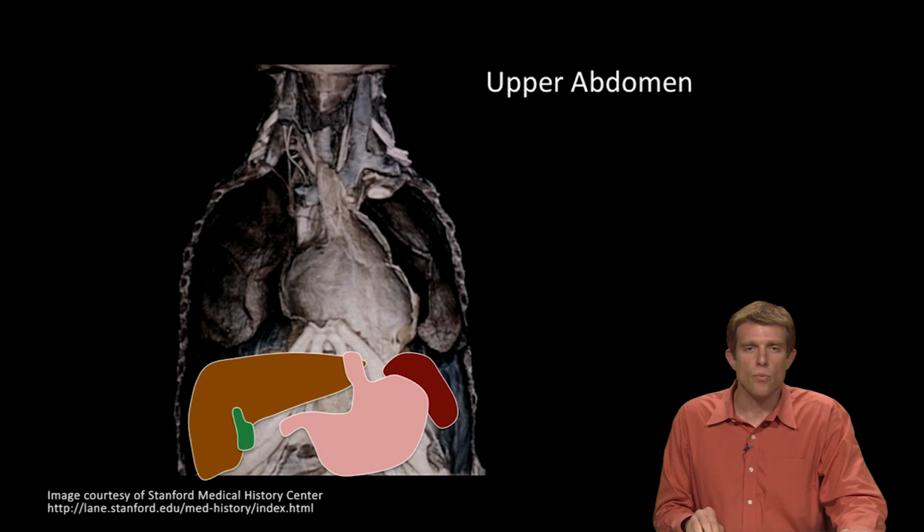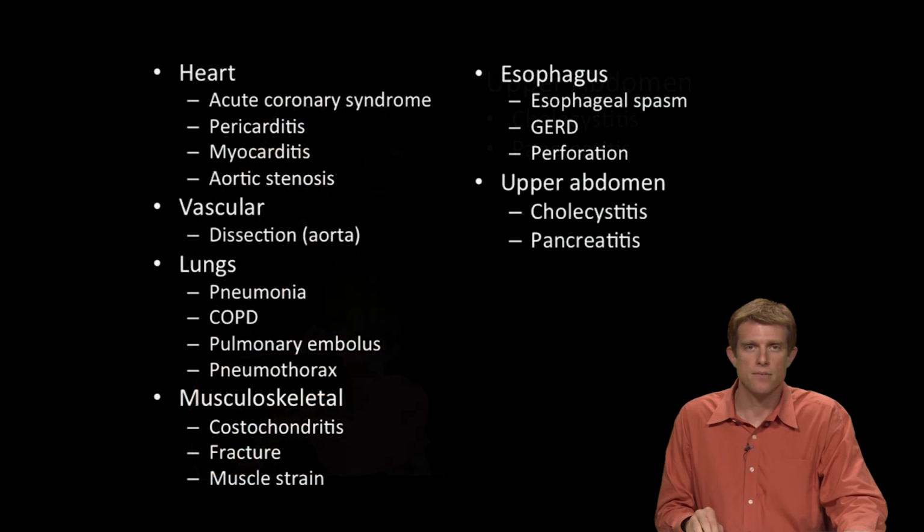The upper abdomen can have pain that radiates into the chest, so we never want to forget the upper abdomen. And it is a group of organs that lie outside of the chest. But some of the things that we really want to focus on are gallbladder problems such as cholecystitis and pancreas problems such as pancreatitis, which frequently have epigastric discomfort or right upper quadrant discomfort that radiates into the chest.